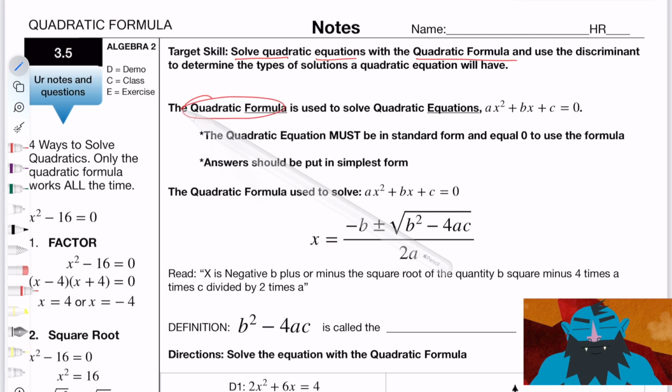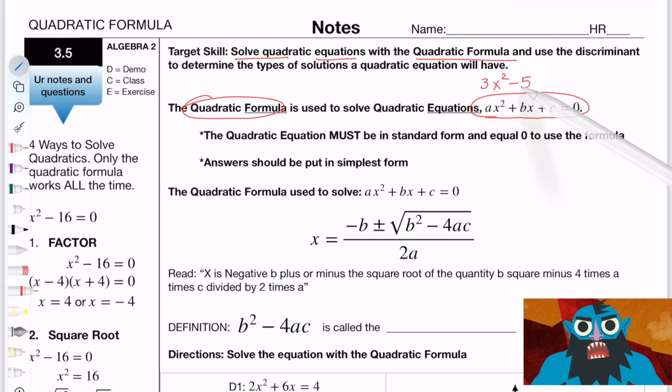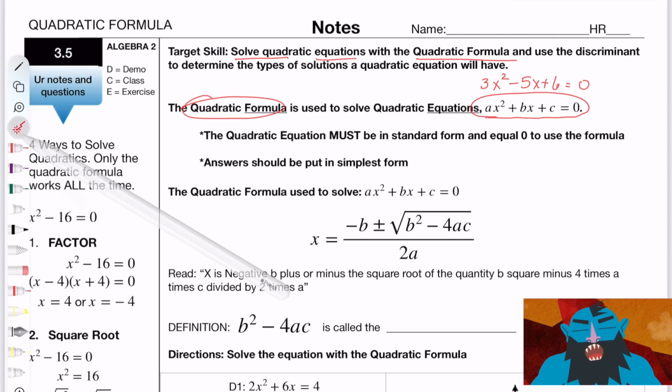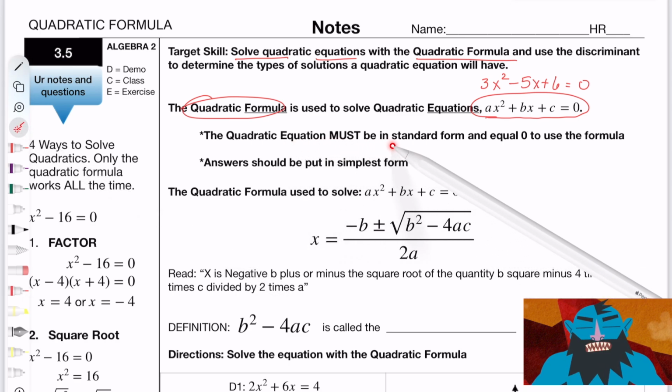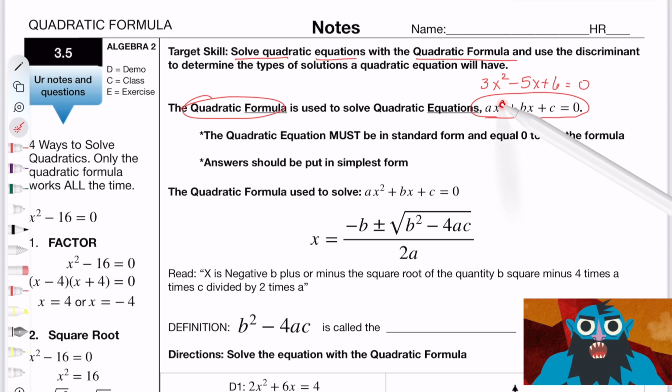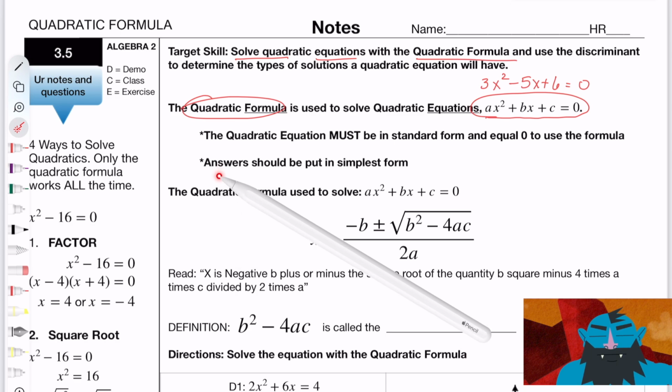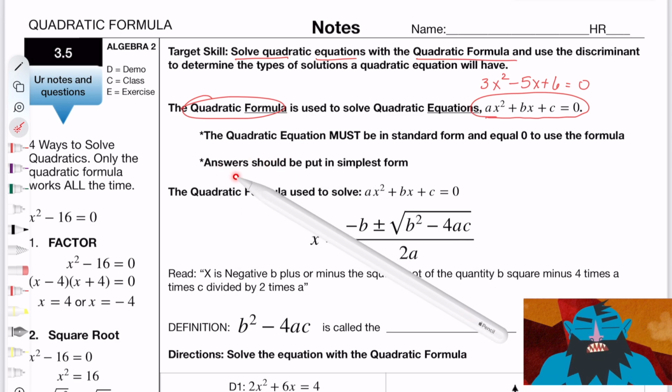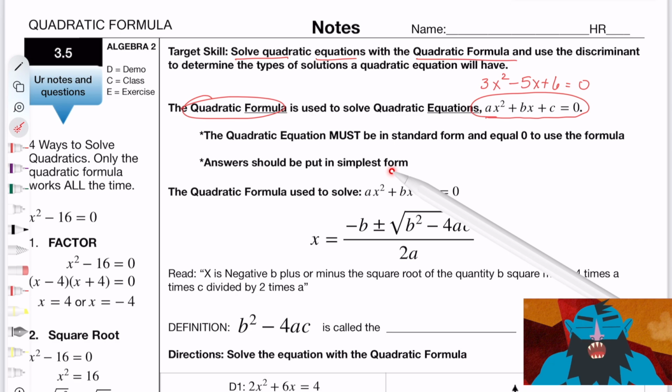So the quadratic formula. It's used to solve equations that are quadratic in standard form. So something like 3x squared minus 5x plus 6, for example, would work. That would be an example of a quadratic equation, and if we want to solve it, the quadratic equation must be in standard form, equal to 0. So this one would be in standard form, equal to 0. And then we can use the quadratic formula, and also once we get done we've got to put our answer in simplest form. So let's take a look at this formula.